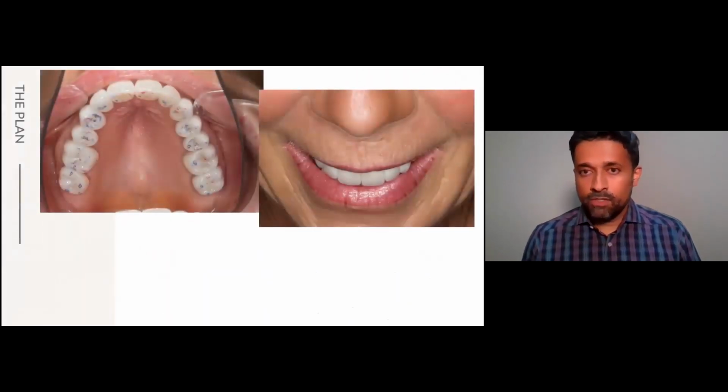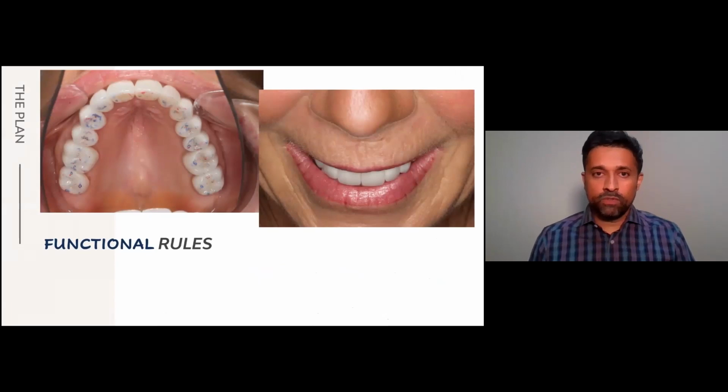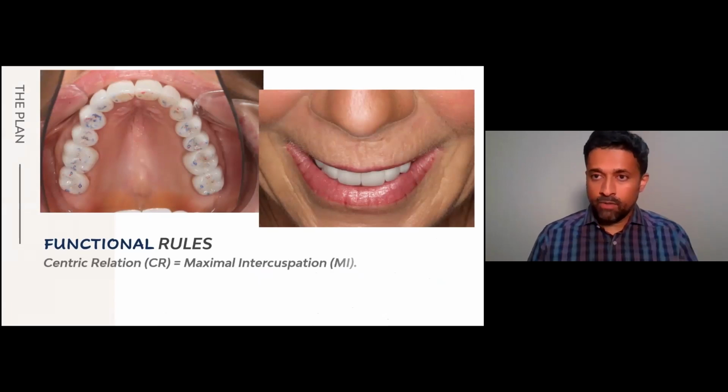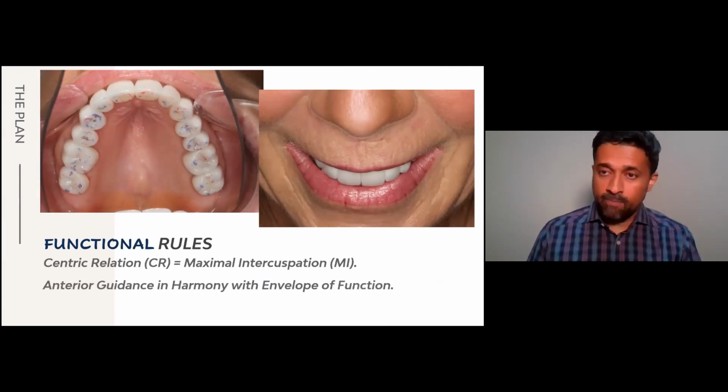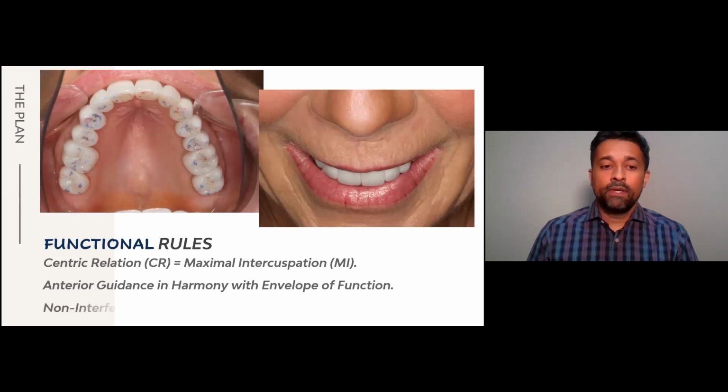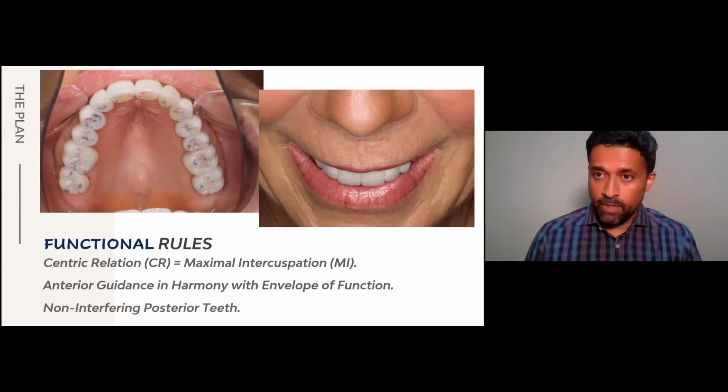So now we have some functional goals that we can work with. The functional rules are: centric relation is equal to maximal intercuspation; anterior guidance is in harmony with the envelope of function; and we have non-interfering posterior teeth.